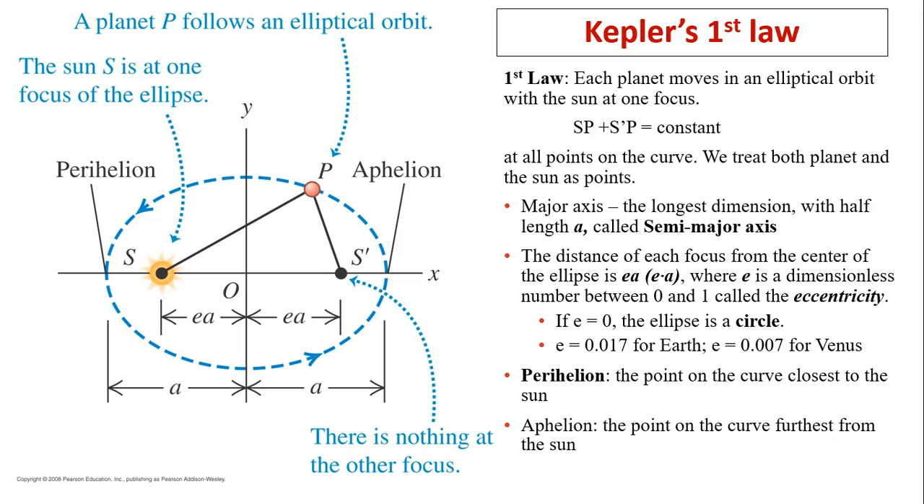0.007. The other vocabulary term is perihelion. Perihelion is the point on the curve closest to the Sun. So here is a point called the perihelion. There is another corresponding point that's furthest from the Sun, which is called aphelion.